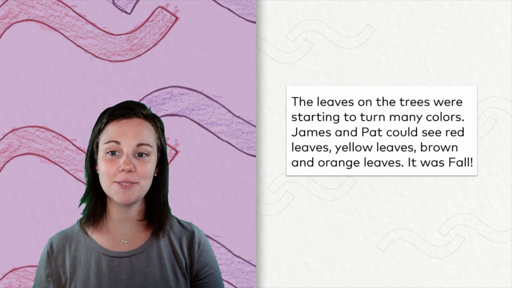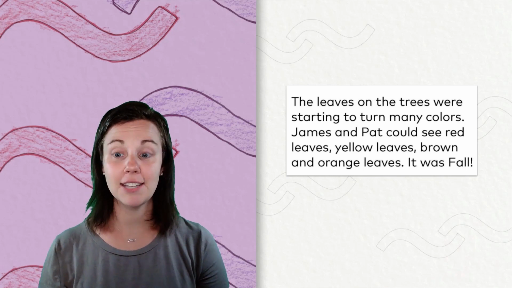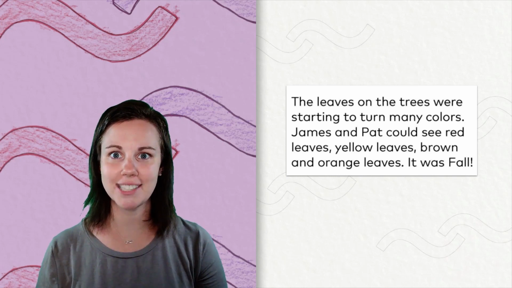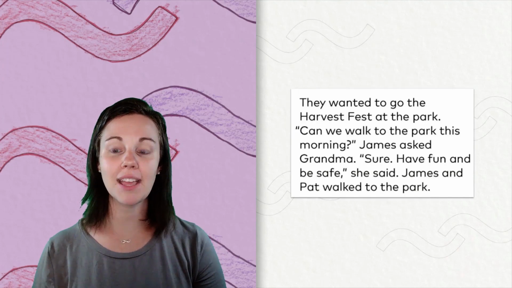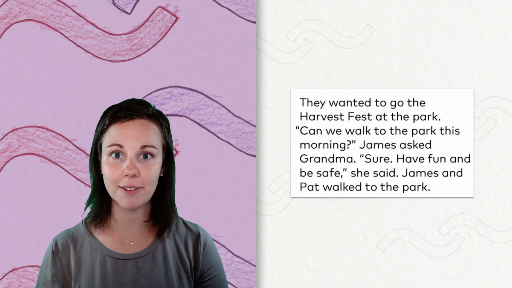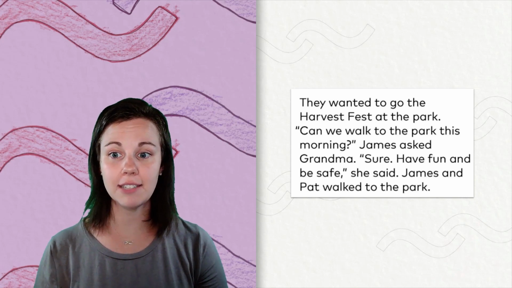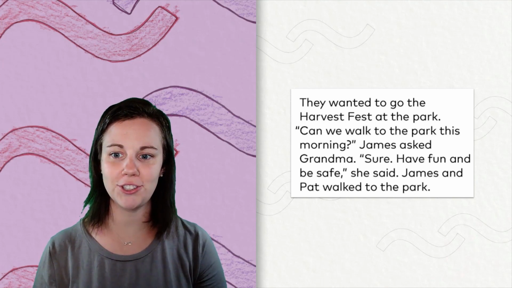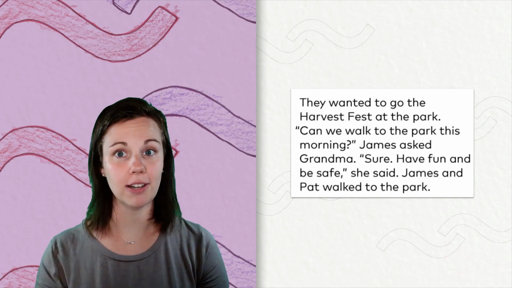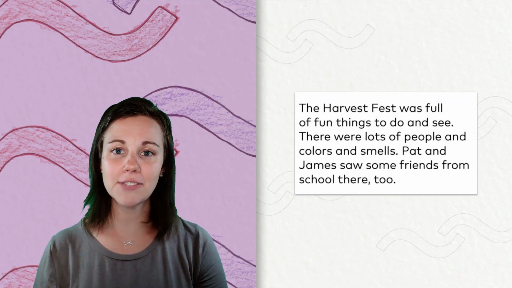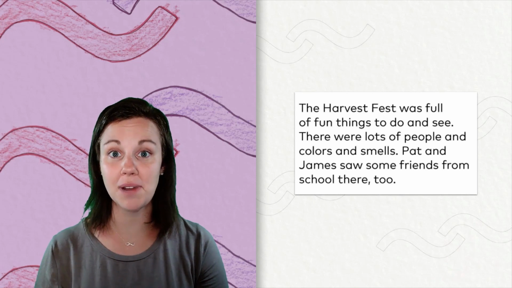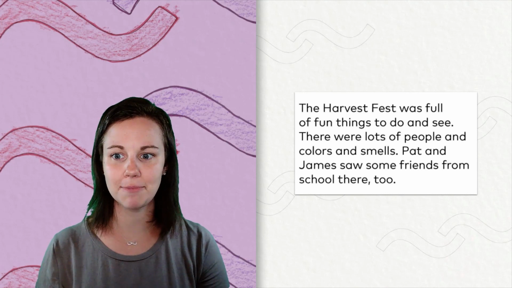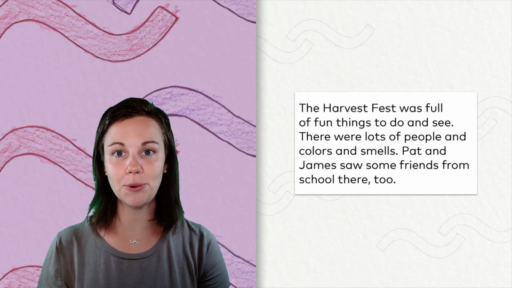The leaves on the trees were starting to turn many colors. James and Pat could see red leaves, yellow leaves, brown and orange leaves. It was fall. They wanted to go to the Harvest Fest at the park. Can we walk to the park this morning? James asked Grandma. Sure. Have fun and be safe, she said. James and Pat walked to the park. The Harvest Fest was full of fun things to do and see. There were lots of people and colors and smells. Pat and James saw some friends from school there too.